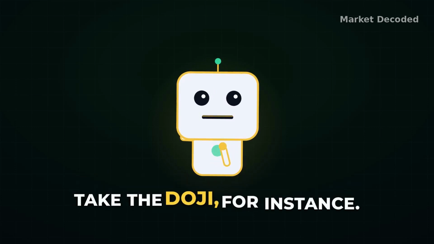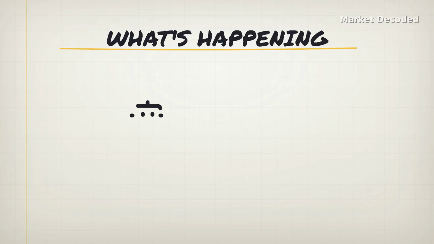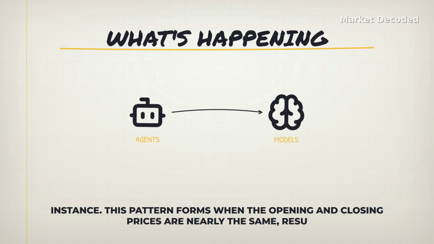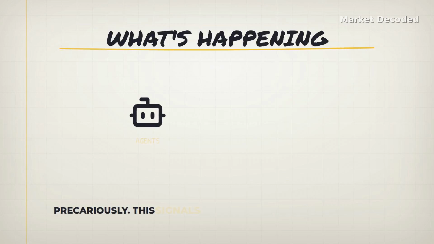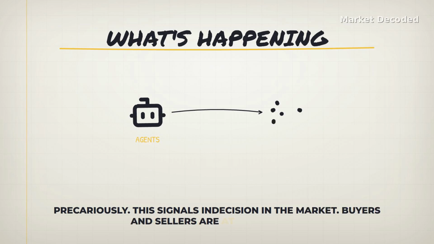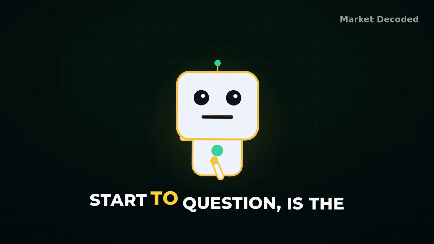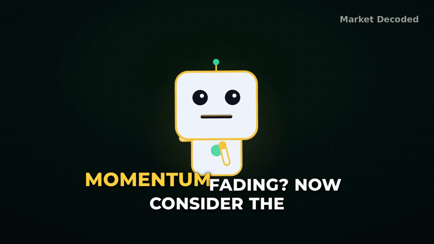Take the doji, for instance. This pattern forms when the opening and closing prices are nearly the same, resulting in a small body. Imagine a tightrope walker, balancing precariously. This signals indecision in the market. Buyers and sellers are at a stalemate. A doji often appears at the top of a trend, hinting that a reversal might be on the horizon. Traders see this and start to question, is the momentum fading?